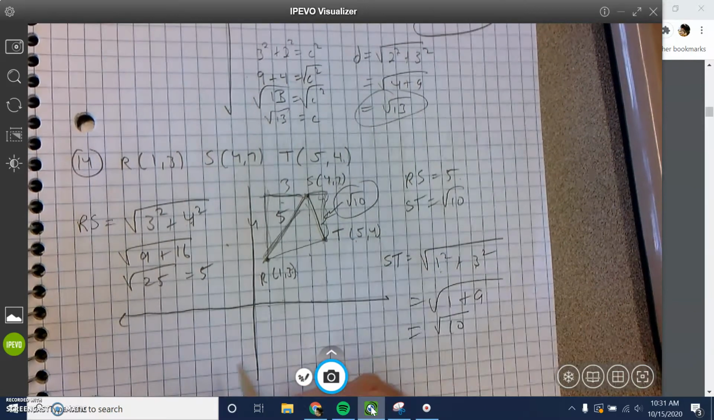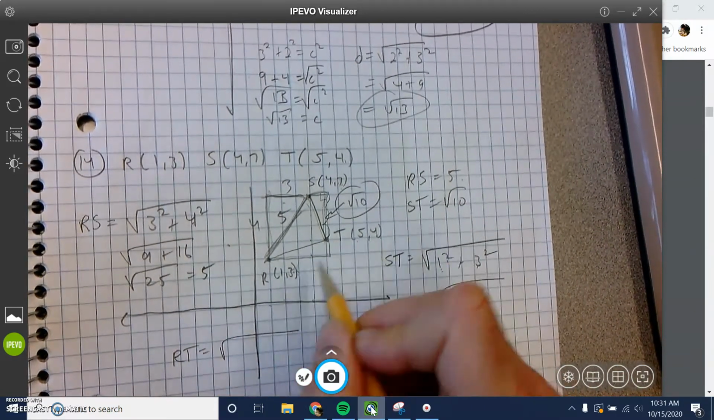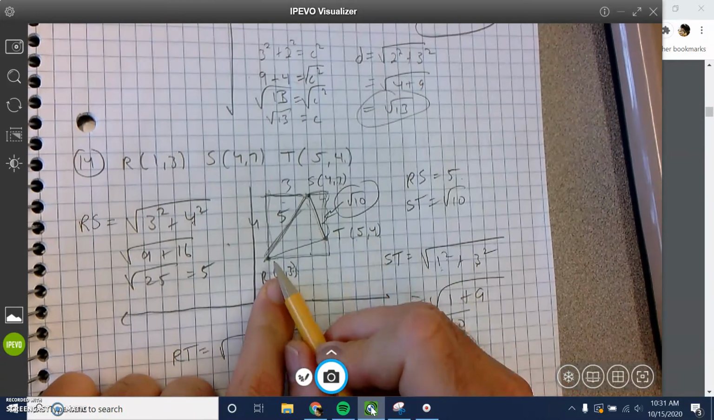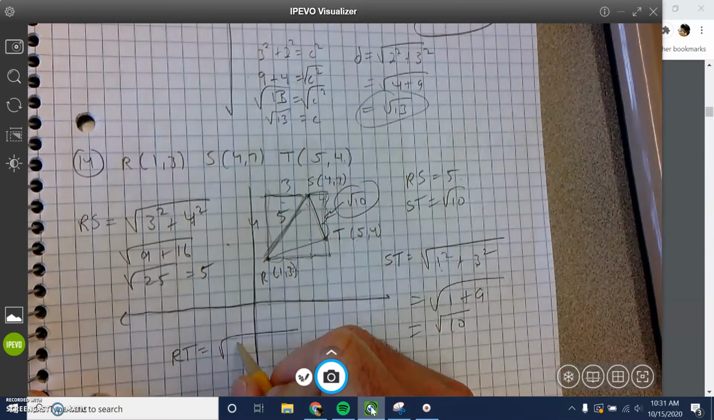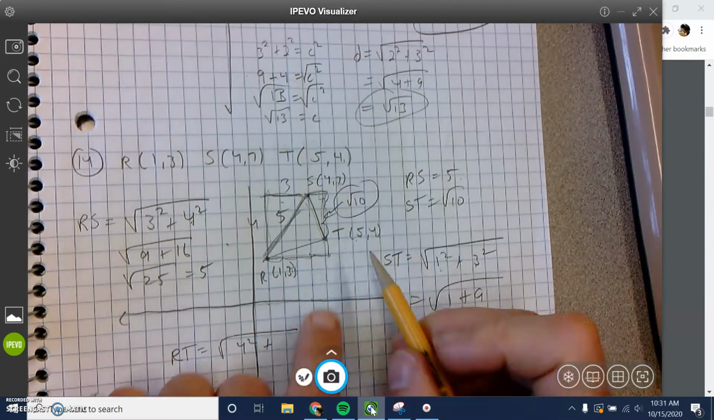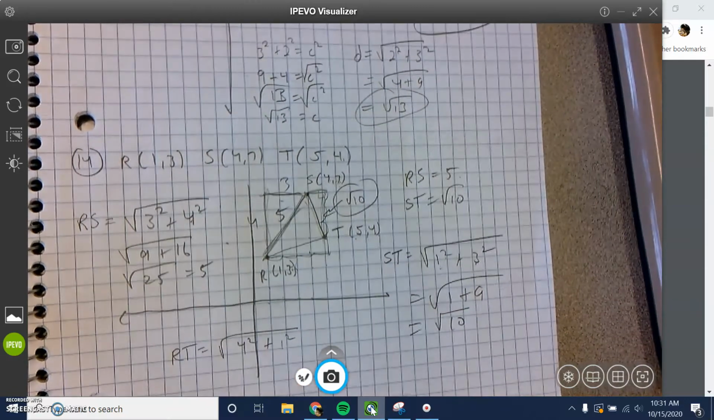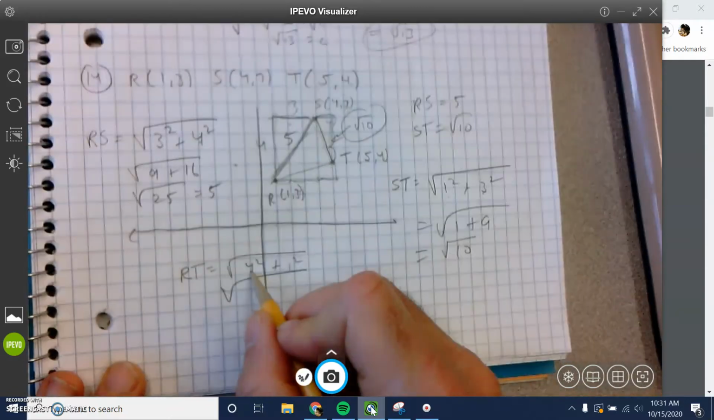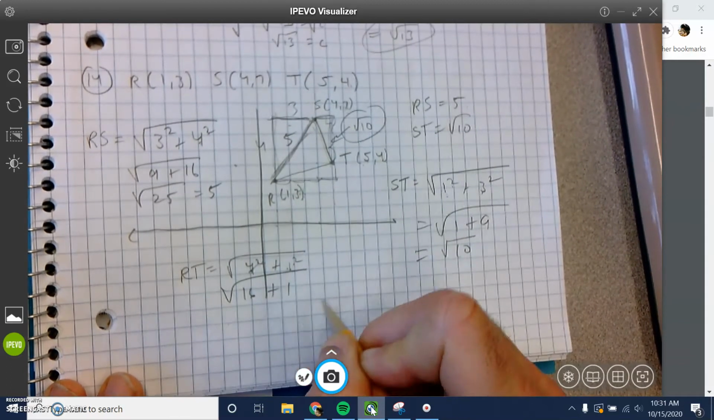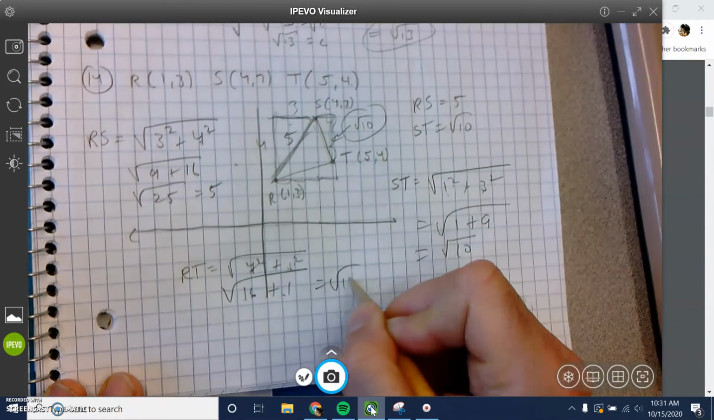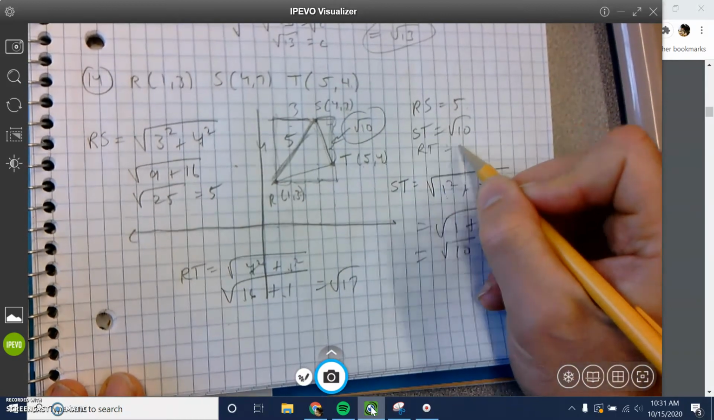We got one more to do, R to T. So square root of, so the x's are 1, 2, 3, 4 apart. 1 to 5 is 4 apart. And then the y's, 3 to 4, that's going to be 1 apart, like that. So square root of 4 squared, 4 times 4 is 16. 1 times 1 is 1. 16 plus 1 is square root of 17. Okay, so that means RT is square root of 17.